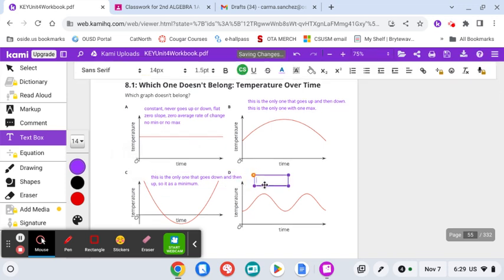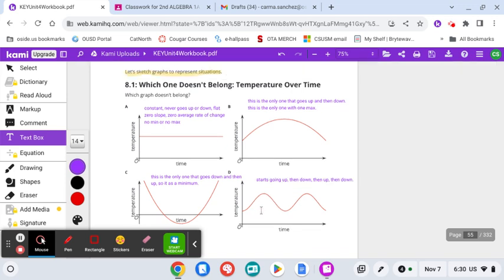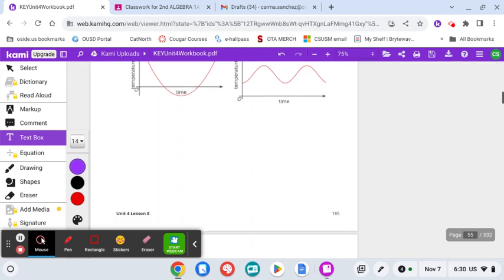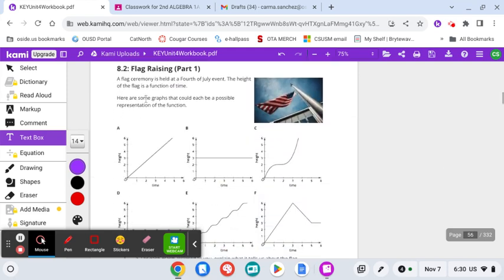This one starts going up, then down, then up, then down. And so it has two maximums, 1, 2, 3 minimums. This curve keeps repeating this pattern. So there's a lot we could say about that one being different. So each of these has a reason. Whatever your group mate said, you could have said a different one with your reason. Make sure you have something written down, please, on the warm-up.